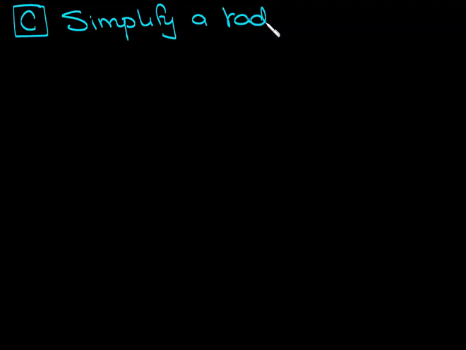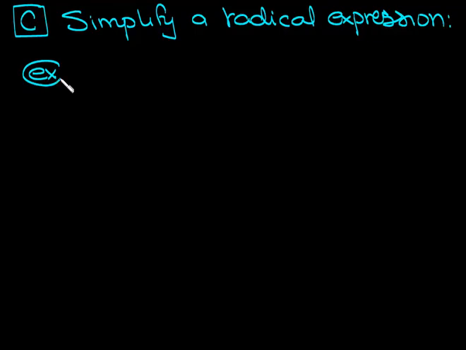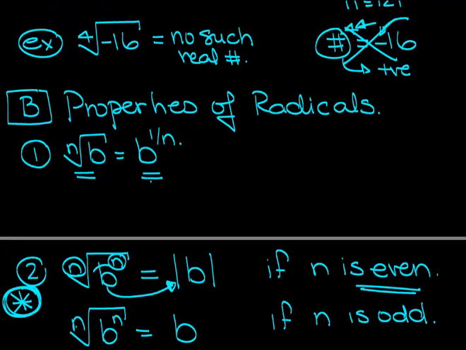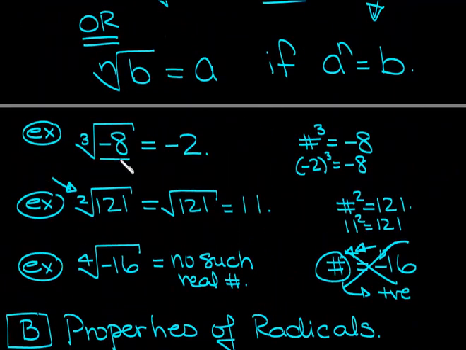This is C. The first thing we're going to do is learn to simplify a radical expression. Remember, the word simplify basically means we want to make it simple, we want to make it easy on our eyes. So let's take a look at some examples. Let's start with something simple first and we'll work our way up. Earlier I did some examples for you of radicals: the square root of 121 was 11, the cube root of -8 was -2, and so on. We did some simple examples.